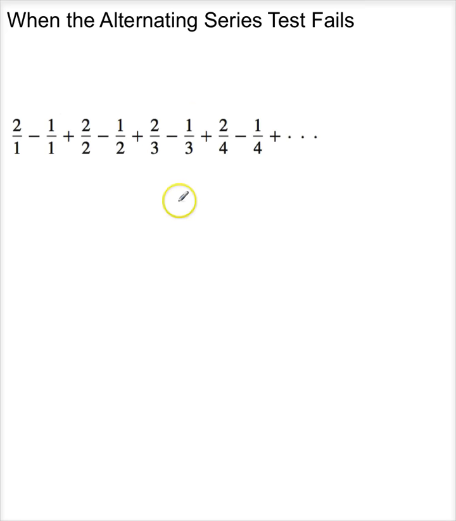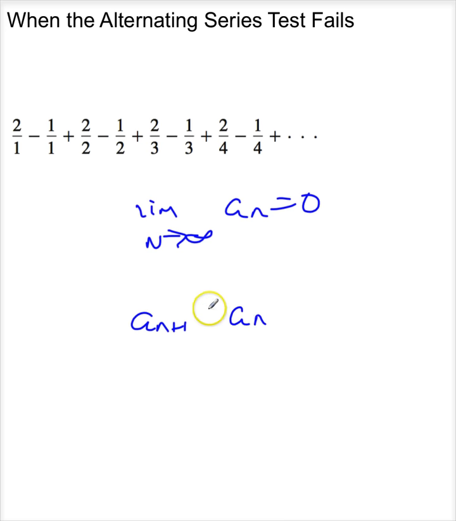Similarly, if we look at this function right here, the limit as n goes to infinity of a_n is indeed 0, but if you look at the second condition, which is a_(n+1) is less than or equal to a_n, that is not true. So it turns out that the alternating series test fails here as well. You can't make this direct comparison. So the test fails.